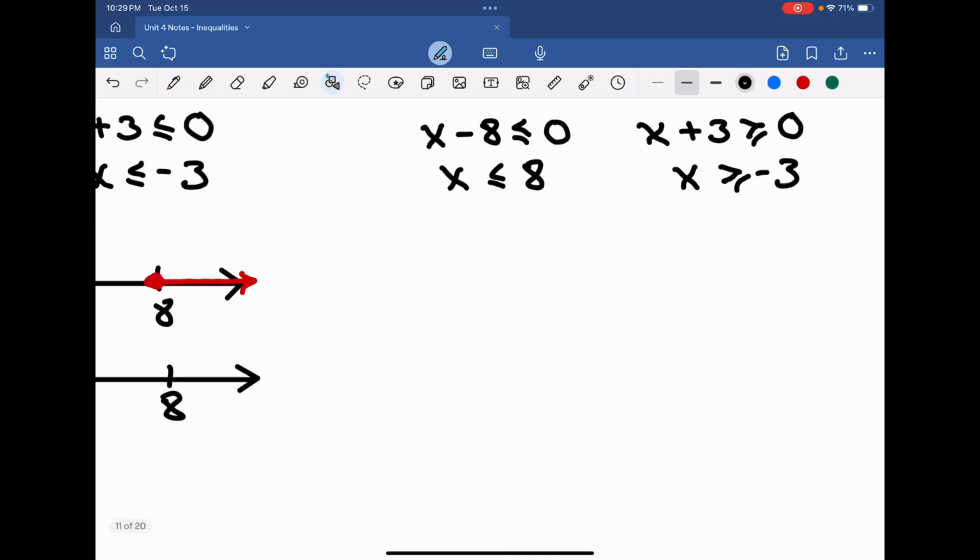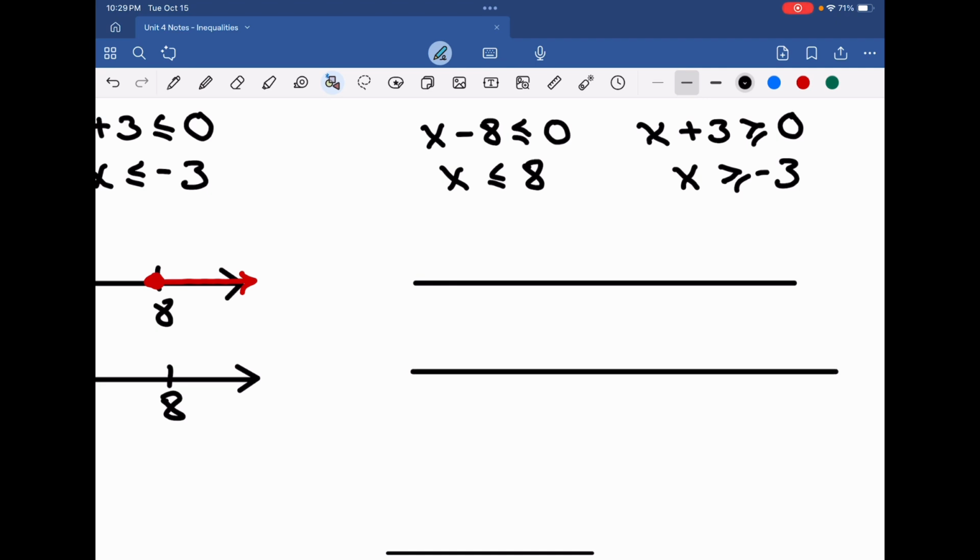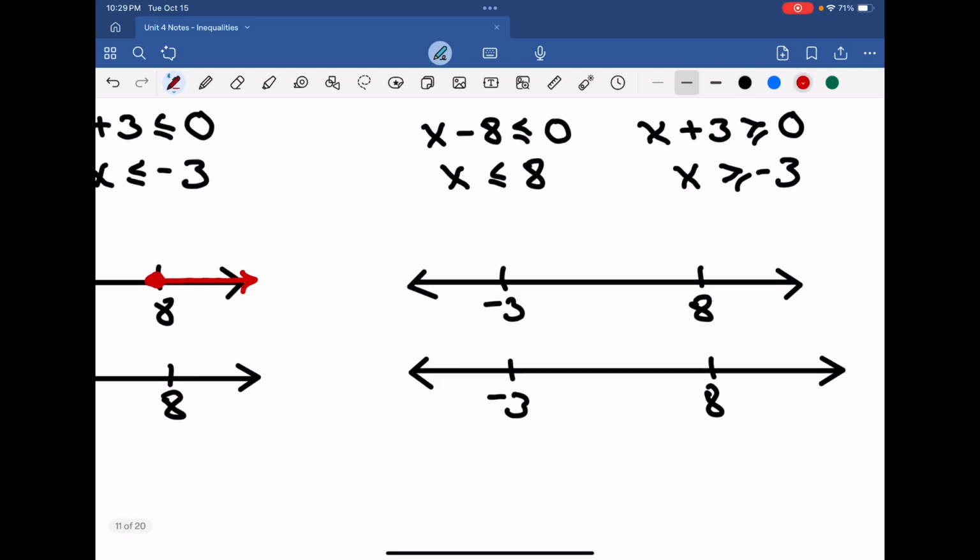Drawing out our two number lines, just as we've done in case 1, we're going to have the arrows on the ends going to infinity. We're going to draw our -3 on the left-hand side for both of them. We're going to draw our 8 here for both of them. And then we're just going to do them one by one. Where x is less than or equal to 8, that means it is going to be an arrow going to the left with a solid dot at 8, representing that it's included. And then for my second part, we put a solid dot on -3 and an arrow going to the right because it's greater than or equal to -3.